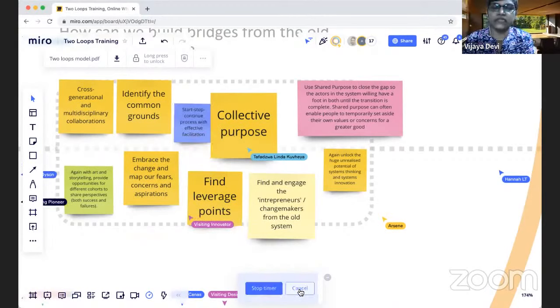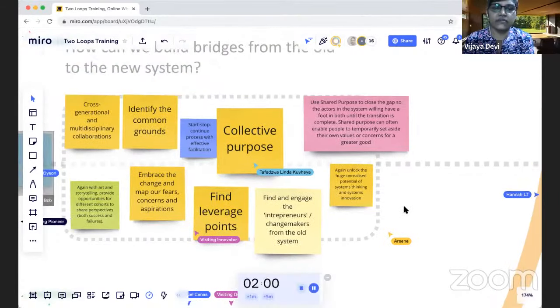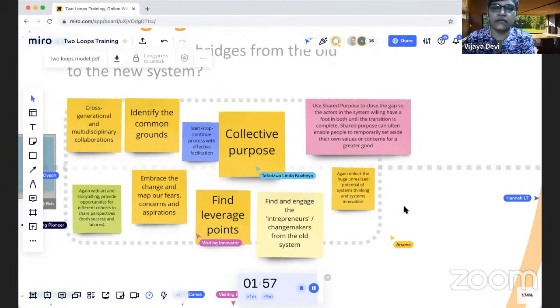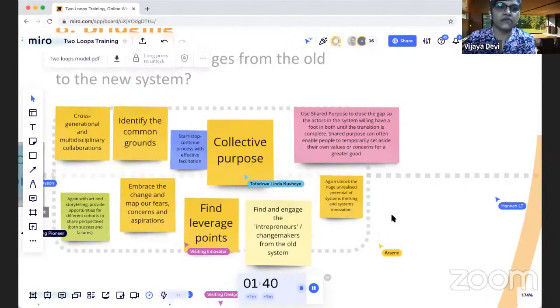Okay, collective purpose, something which is common between the old and the new system. Find leverage points. Unlock the huge unrealized potential of systems thinking and systems innovation. Identify common grounds, something that is similar to collective purpose. Cross-generational, multidisciplinary collaborations, find and engage the entrepreneurs and change makers from the old system. Yes, I think this is an interesting one. Anyone wants to talk about it?